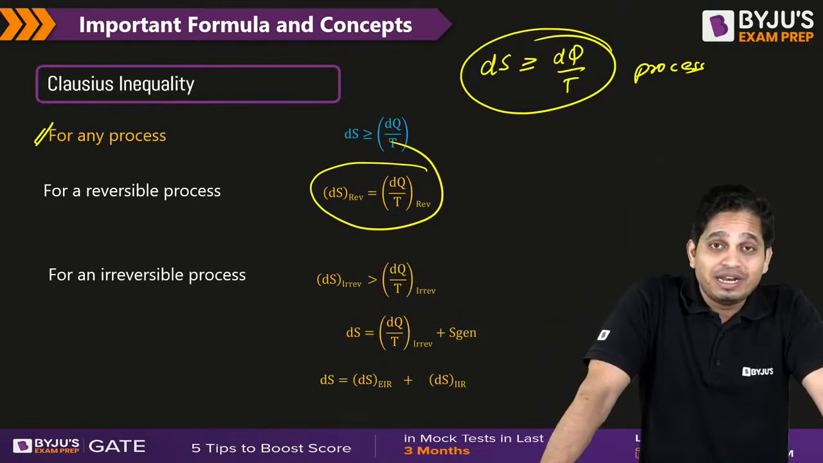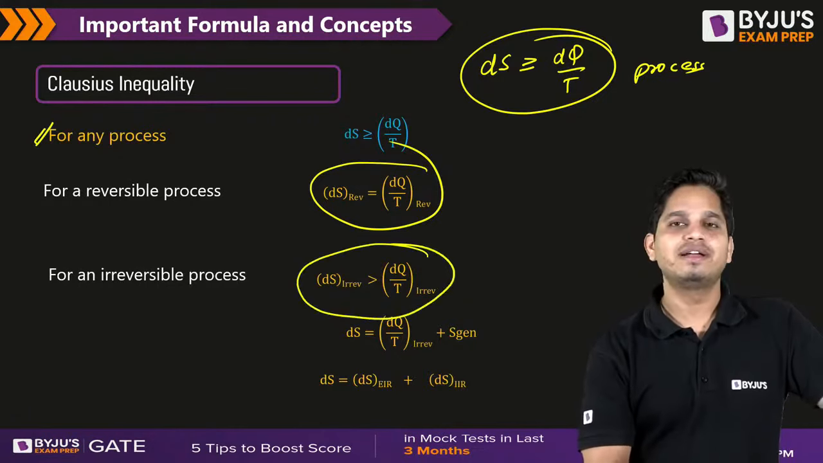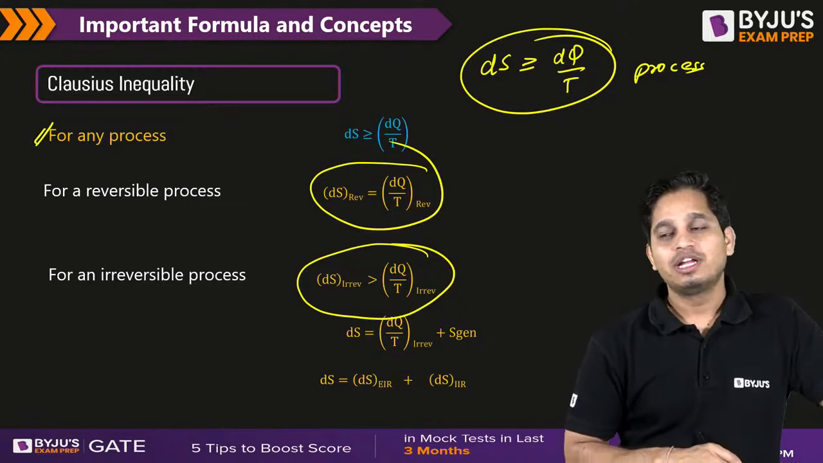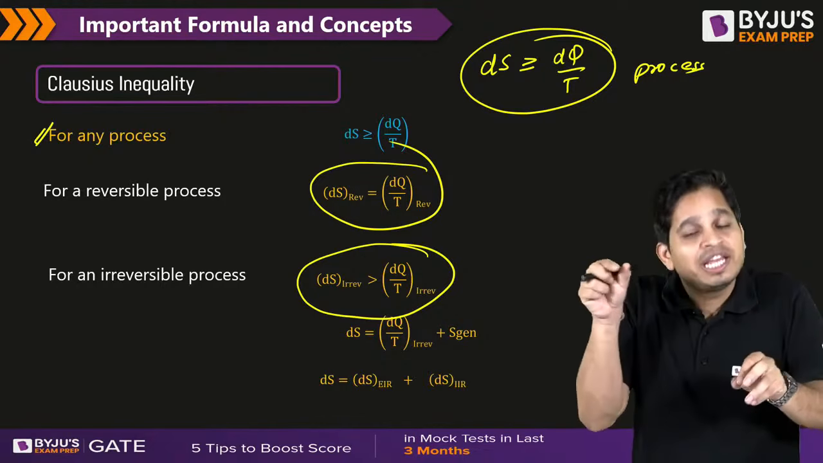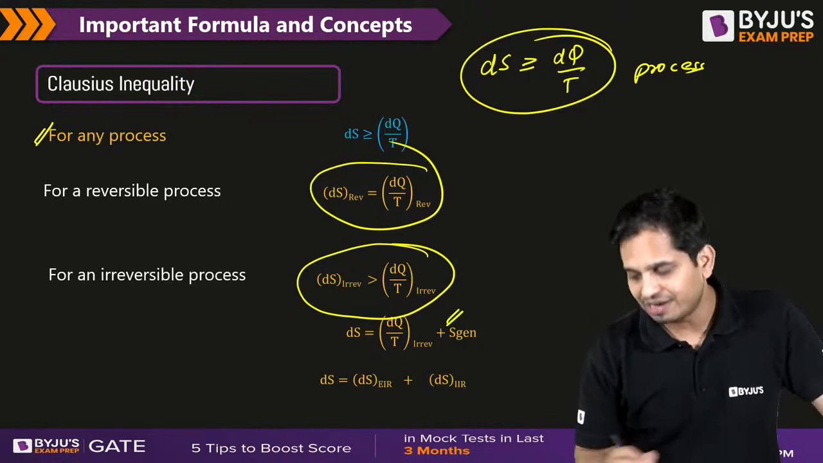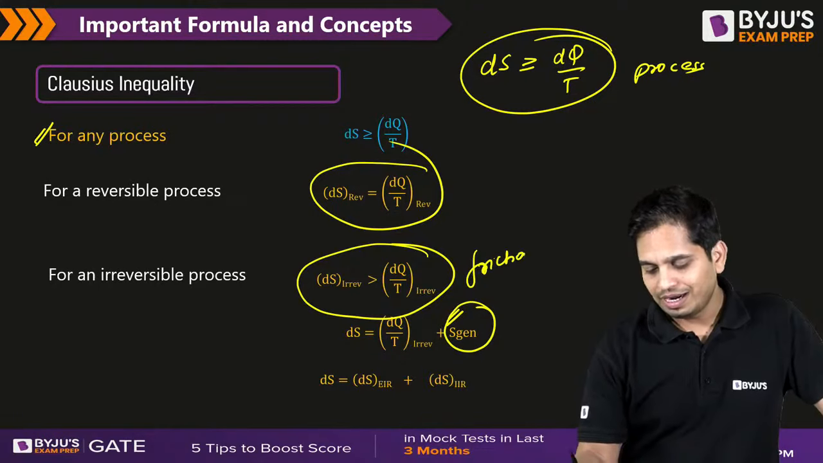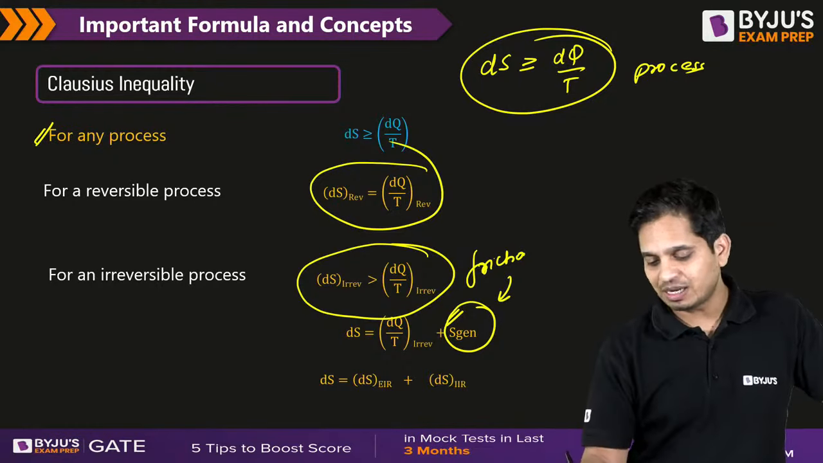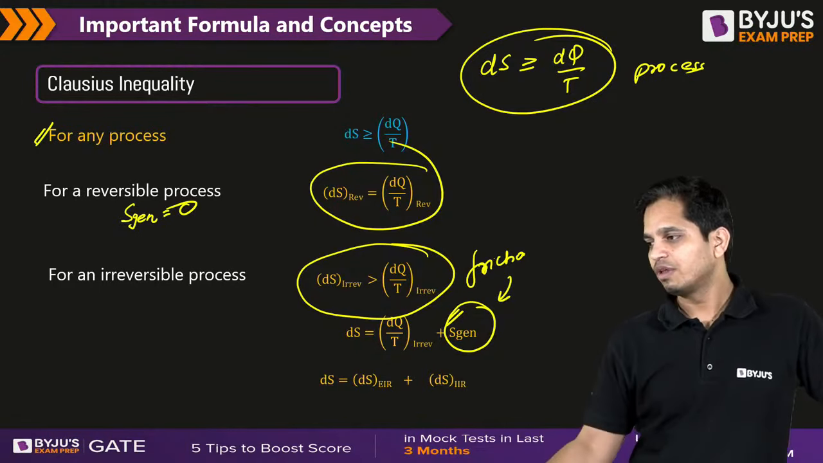If it is irreversible, then ds is greater than dq by t. So ds is bigger, dq by t is smaller. So I need to add something to dq by t to make it equal to ds. What is that? Entropy generation. It happens because of friction. It tells you that your system is irreversible. For a reversible system, entropy generation is equal to 0.